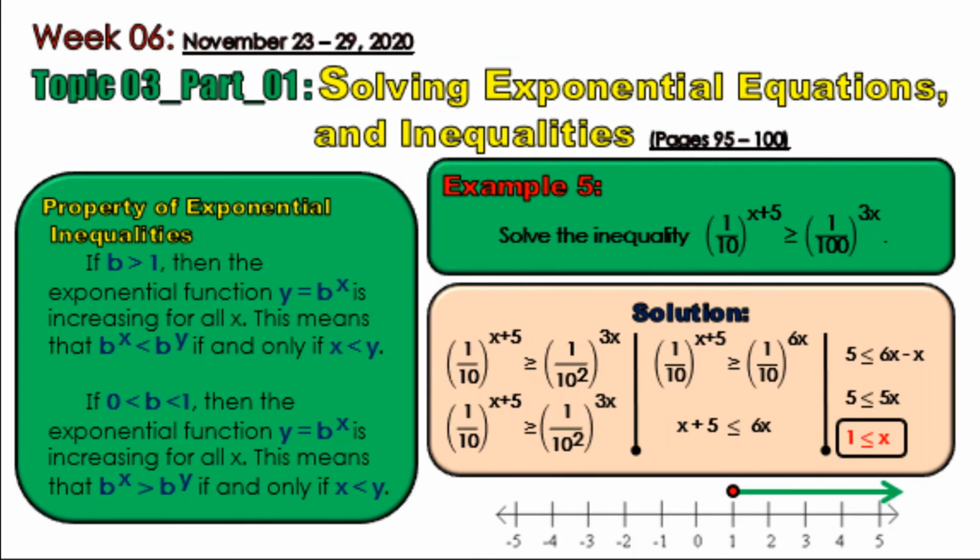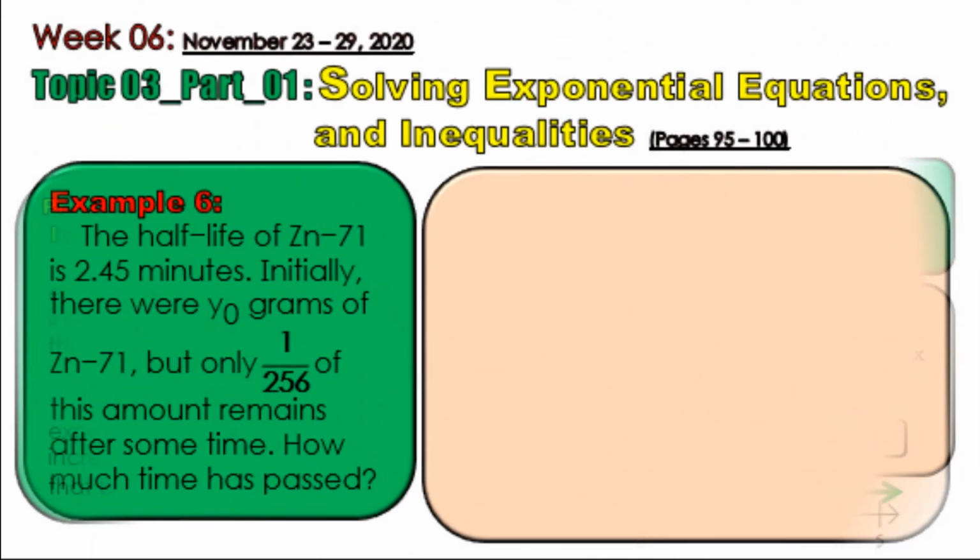Okay, and now let us proceed to our last example, example 6. Okay, we have a problem here. We have the half-life of zinc 71 is 2.45 minutes. Initially, there were y sub 0 grams of zinc 71, but only 1/256 of this amount remains after some time. How much time has passed?